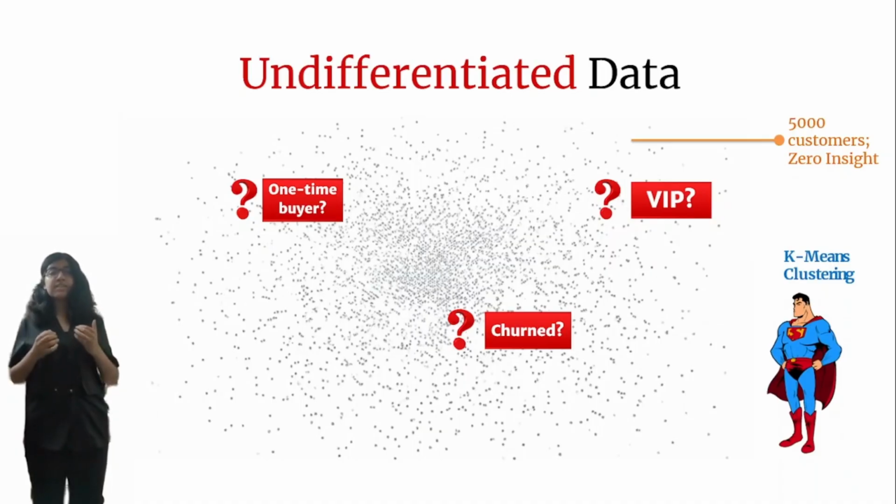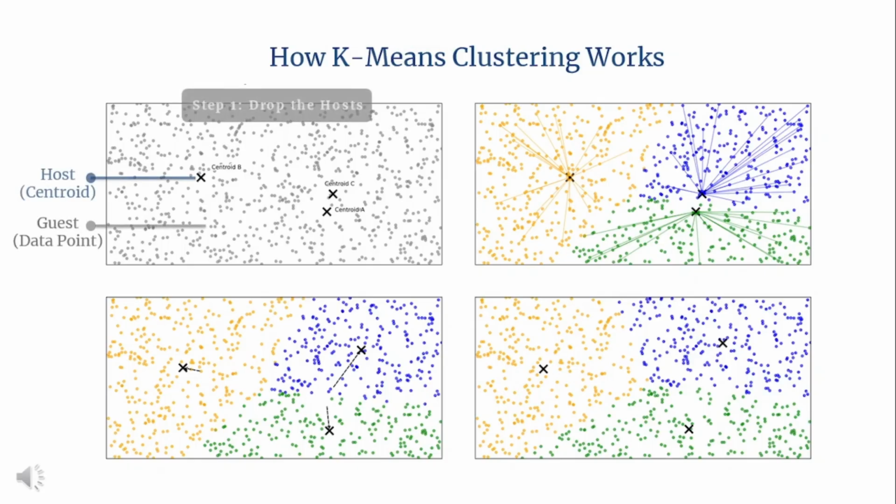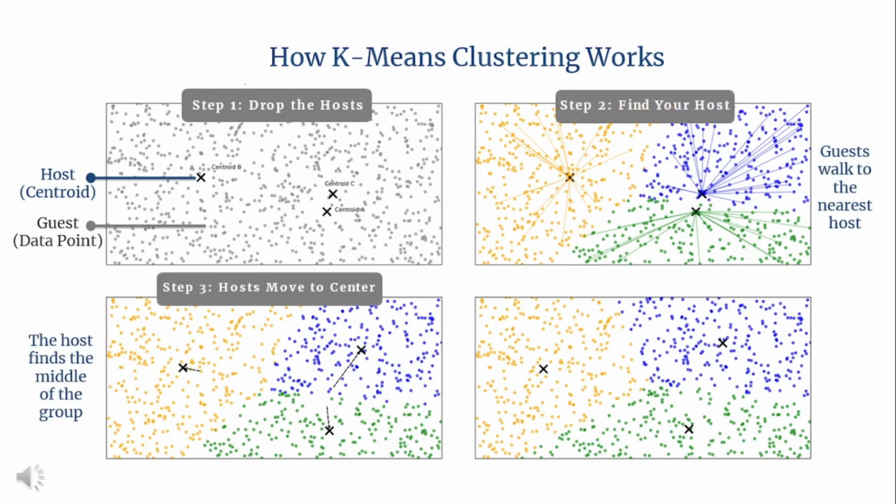This is where K-means clustering comes in. It's an unsupervised machine learning algorithm that automatically finds these groups. Think of K-means like planning a party. You drop 3 hosts into a room, everyone walks to the host nearest to them, then the host moves to the center of their group. Everyone shuffles again. You repeat this until no one needs to move. Boom, you now have clusters.